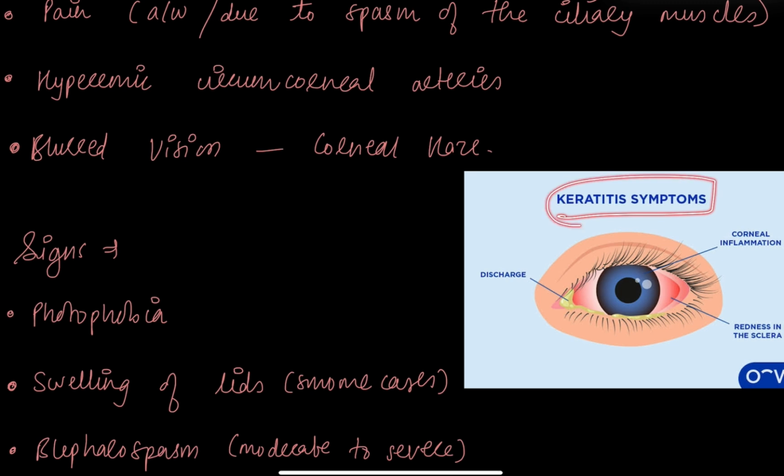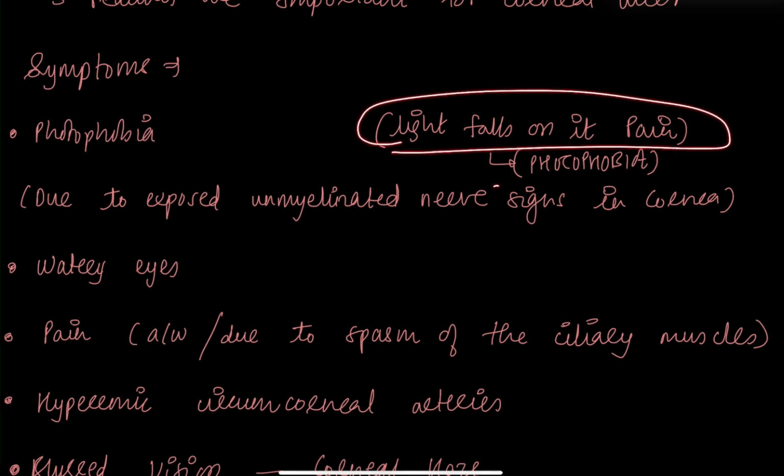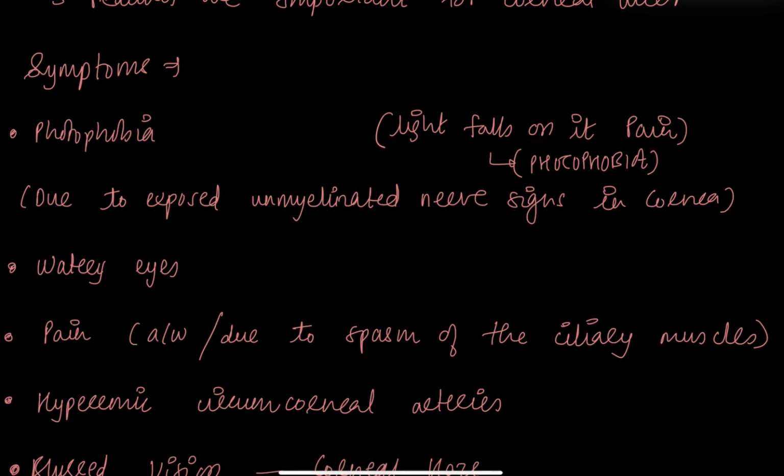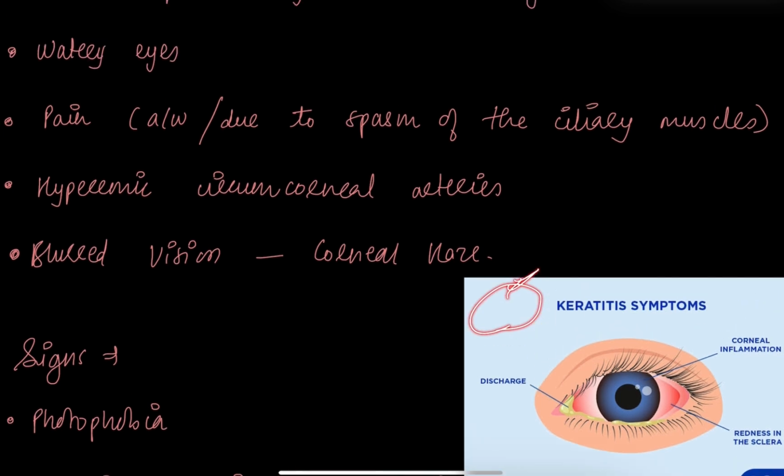Keratitis symptoms are as follows. First, the patient will have photophobia. Photophobia is basically when light is exposed to the eye, he will have pain. Why? Because, as we know from the anatomy of the cornea, the cornea has unmyelinated nerve fibers, which get exposed on the corneal ulcer because there is erosion or breakage of epithelium. When light falls on it, it causes pain. So it will be 5 things. First thing will be photophobia. Second, there will be watery eyes. Eyes will be watery with a discharge present in it.